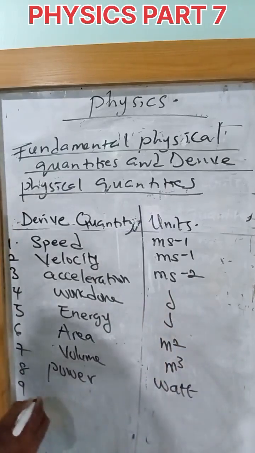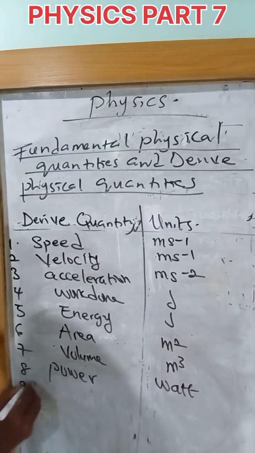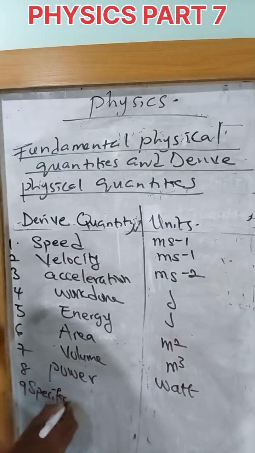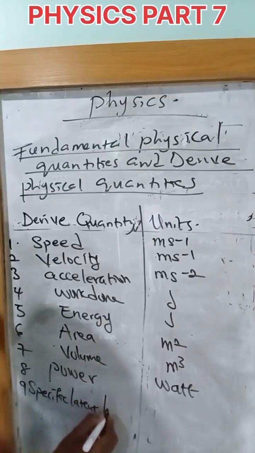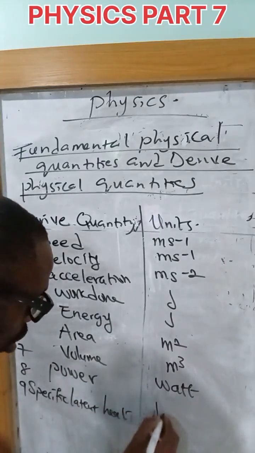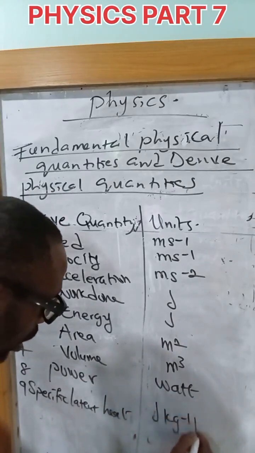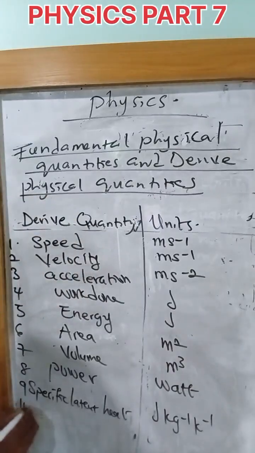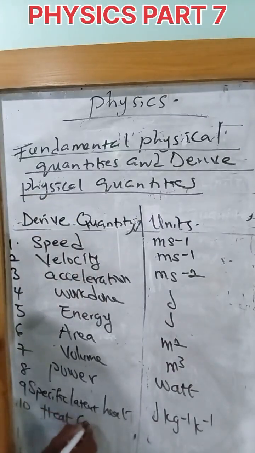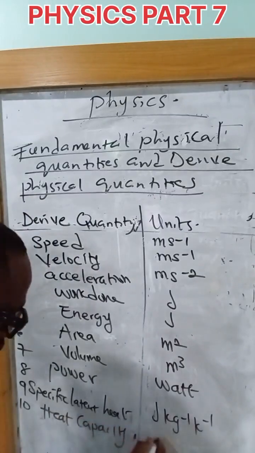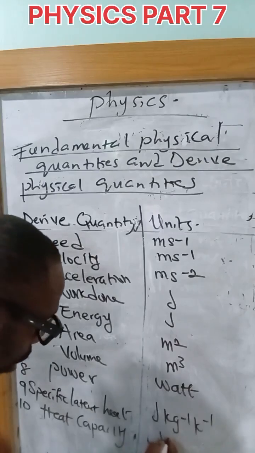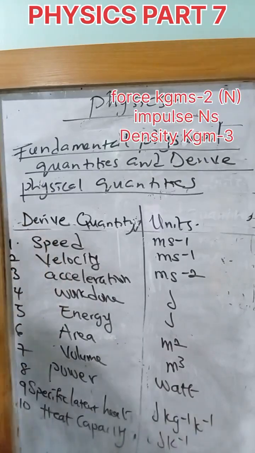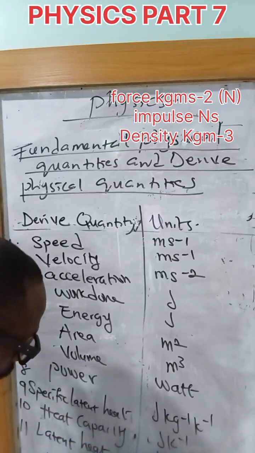Number 9, let's look at specific latent heat. Specific latent heat is joule per kilogram per Kelvin. Number 10, heat capacity. Heat capacity is joule per Kelvin. The next, number 11, we have latent heat. Latent heat is joule per kilogram.